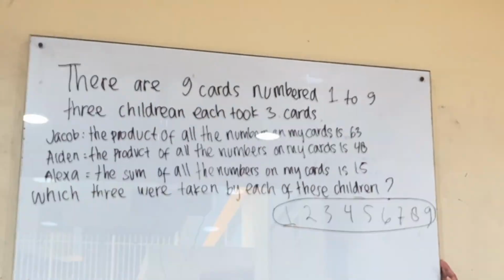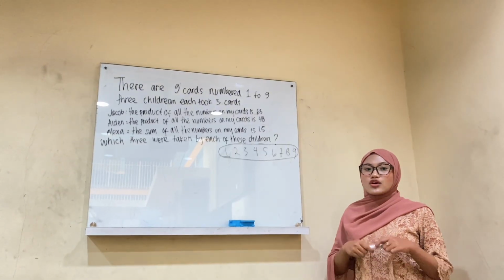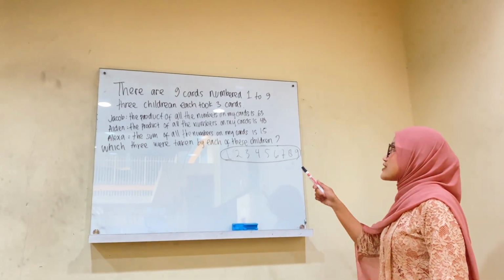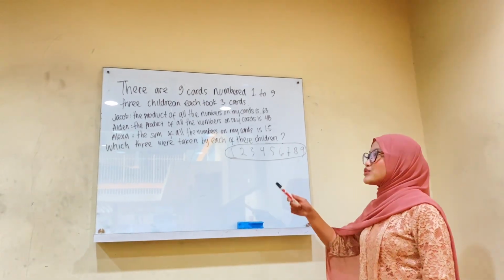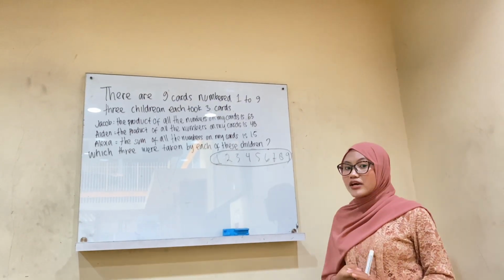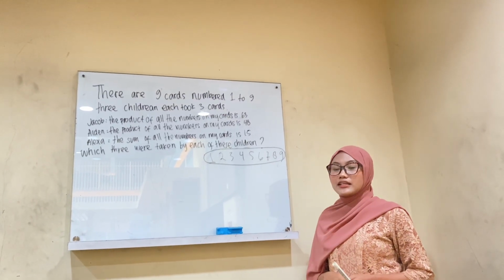Problem here that we're trying to solve and fix it together. So let's jump into the question. There are 9 cards, numbered 1 to 9. 3 children each took 3 cards. So we have 3 friends here named Jacob, Aiden, and Alexa.